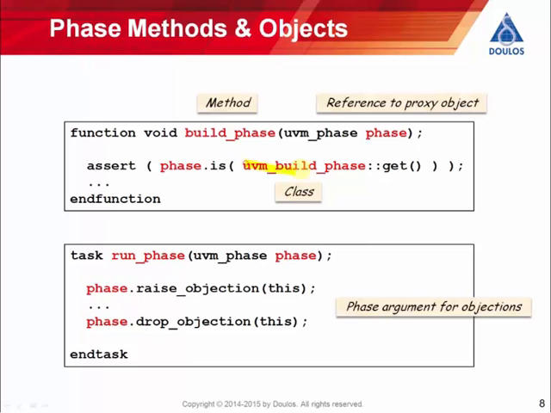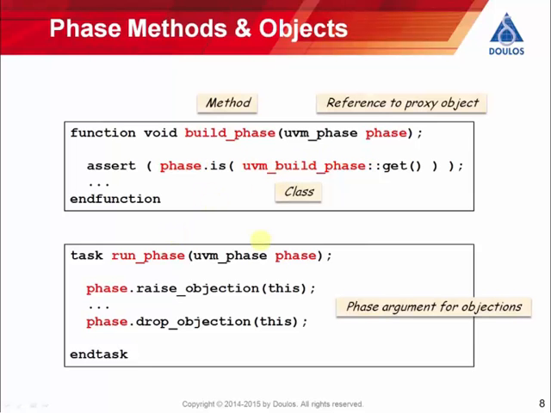So the UVM build phase class is the build phase if you like, but classes only exist at compile time, and the proxy for that at runtime is this phase object that's referred to from the argument from the build phase method. So inside the build phase method, we could actually check this phase. So here we're asserting that the phase is indeed UVM build phase. That's just illustrating the API.